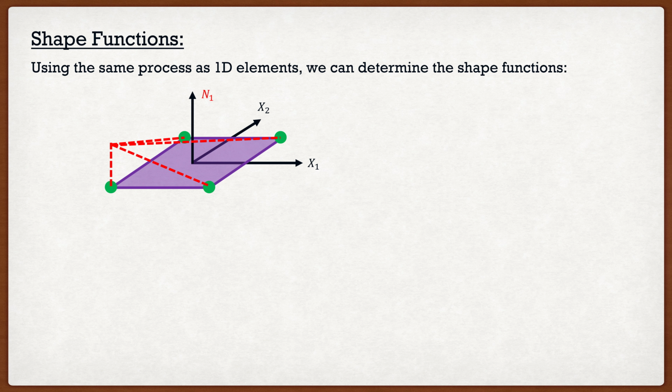And as we can see, this creates a plane. Now this plane is actually described by the following equation, where we have (b minus x2) multiplied by (a minus x1) and then divided by 4ab. And that's, again, just the shape function for node 1.